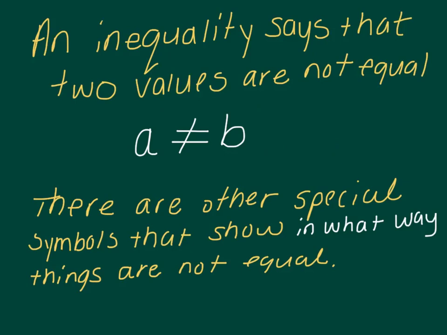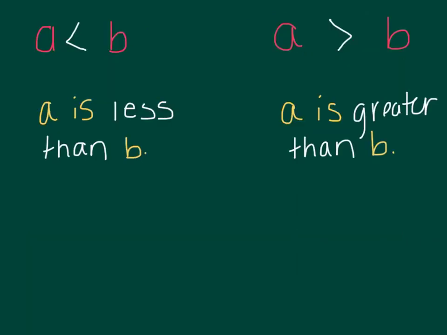An inequality says that two values are not equal. We also have inequalities that use special symbols to show in what way things are not equal. The symbols you use to show which way two things are not equal include the less than sign. So A, this is read A is less than B.